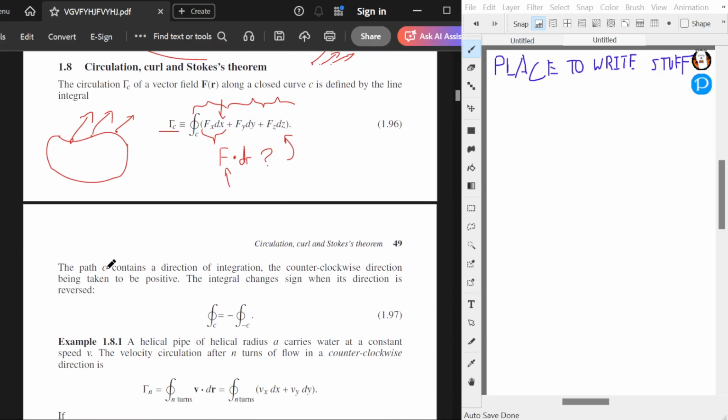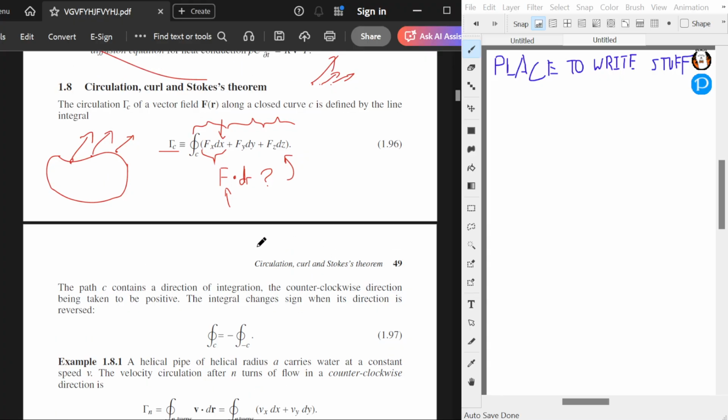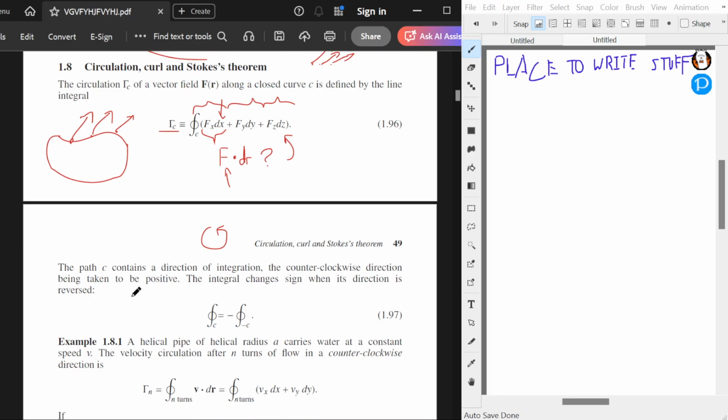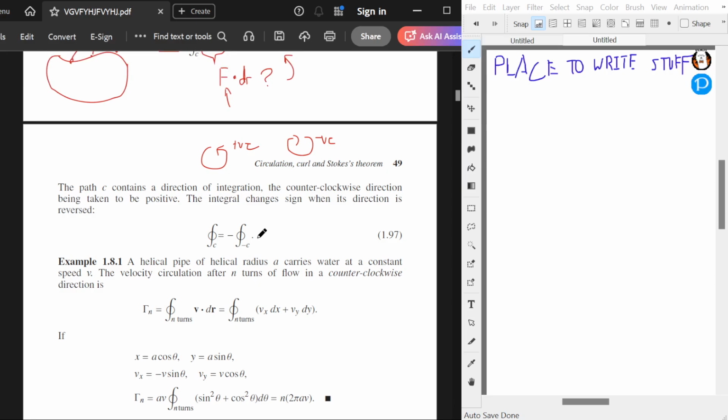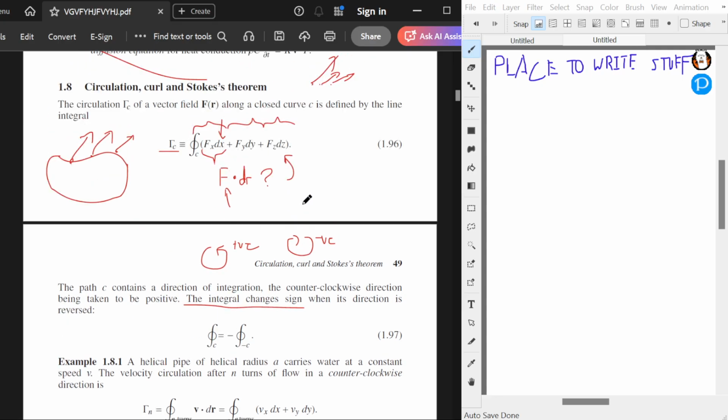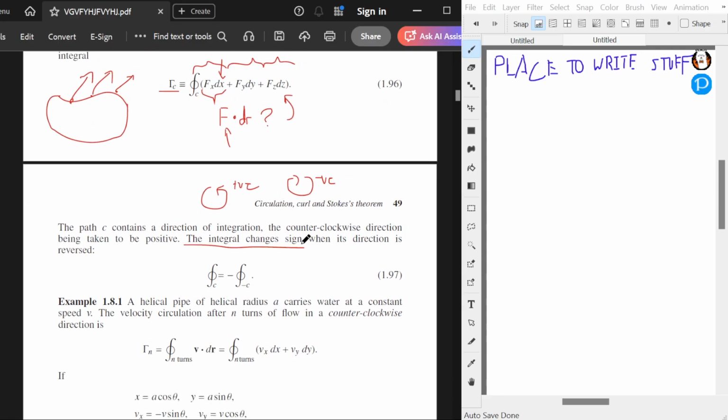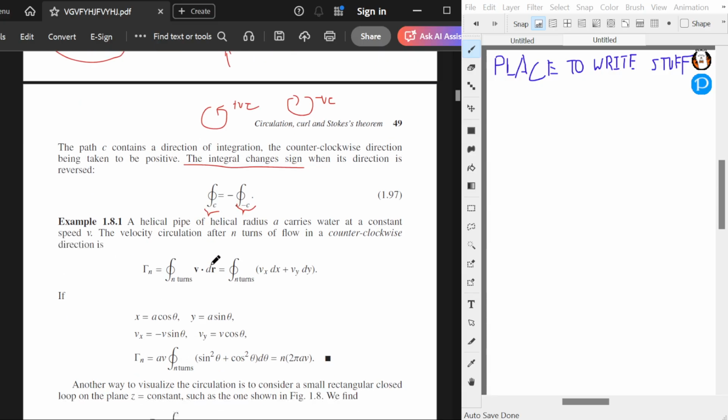The curve C contains a direction of integration. This is clockwise, this is counterclockwise, the direction being taken to be positive, so it is positive. This is negative. The integral changes sign when its direction is reversed. C, minus C. Okay.